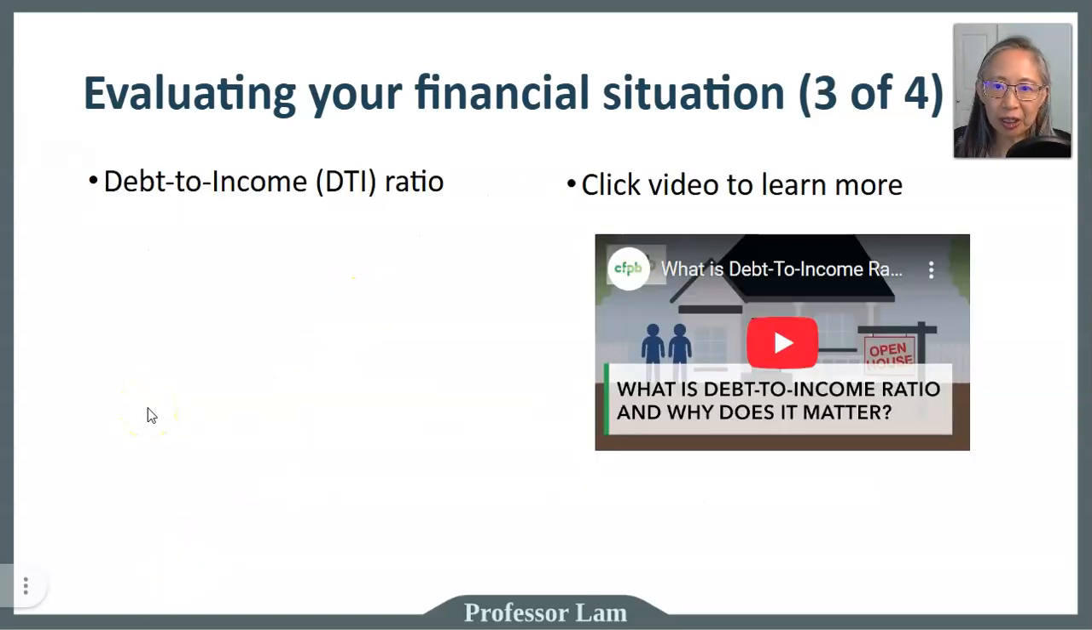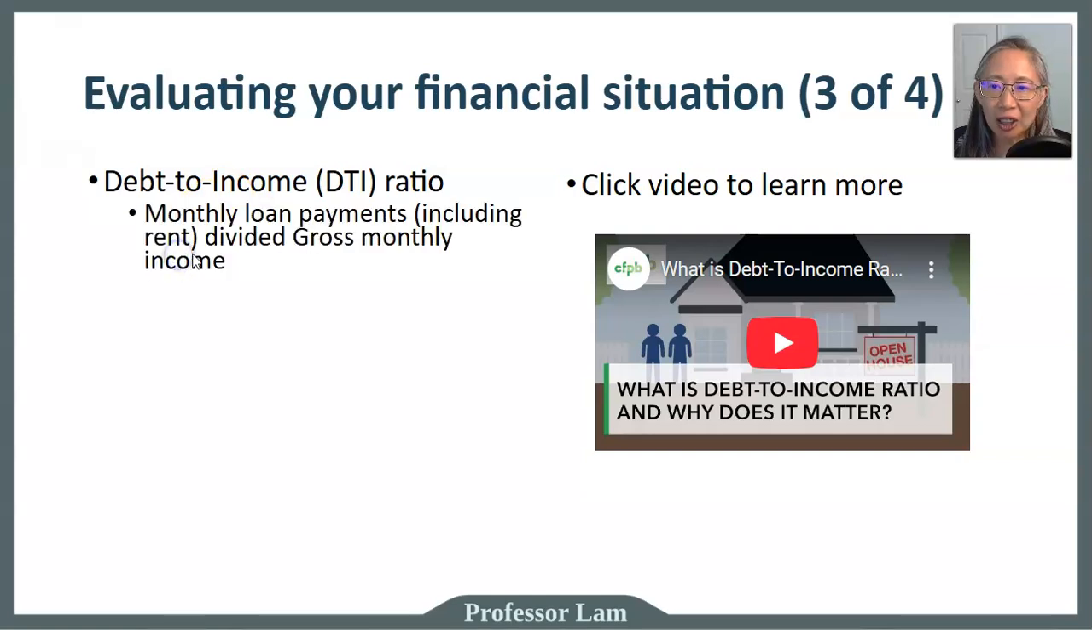Another very useful metric that you can compute based on your financial statements is the debt to income ratio or DTI ratio. The DTI ratio is something that lenders look at very carefully when they evaluate your loans. It determines how much they're willing to loan you as well as the interest rate they may want to charge you. The debt to income ratio is computed as your total loan payment, so including rent, divided by your gross monthly income. Your gross monthly income is the money before any deduction.